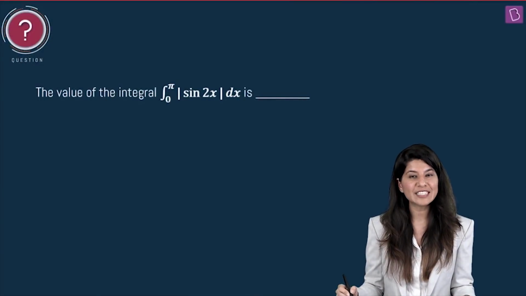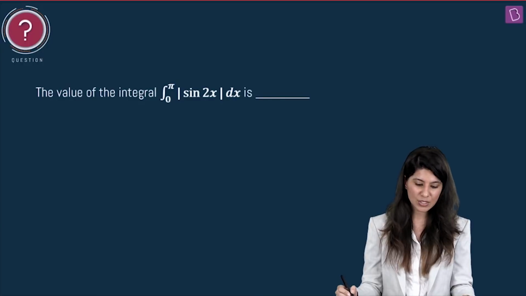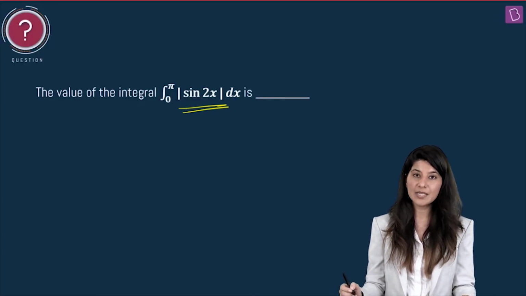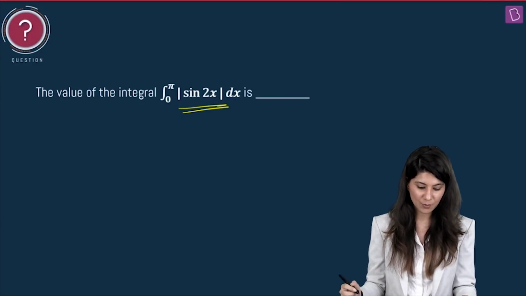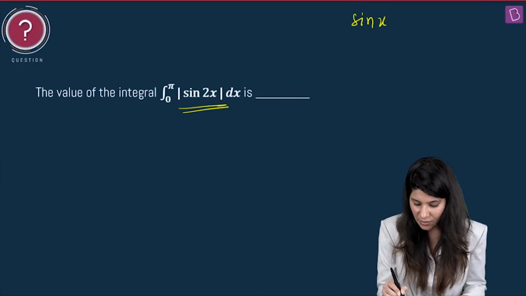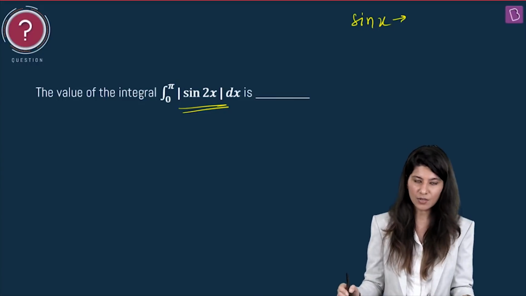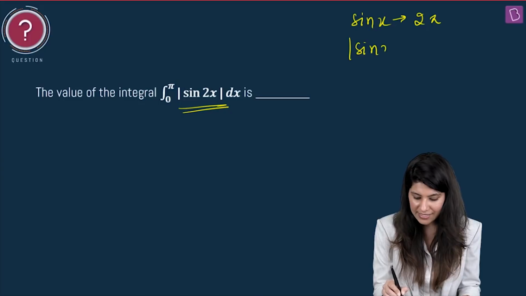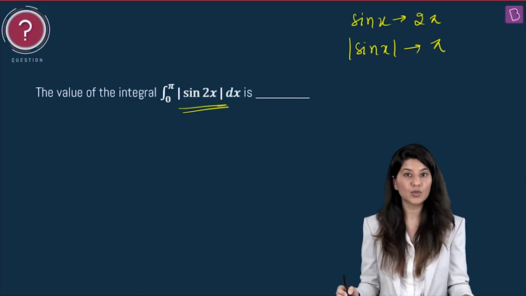From the world of definite integrals, we have our question in which we need to integrate modulus sin 2x with respect to dx, where the upper limit is pi and the lower limit is 0. Let's start with sin x. Do you know the period of sin x? The period of sin x is 2 pi. What about the period of modulus sin x? The period of modulus sin x would be pi.